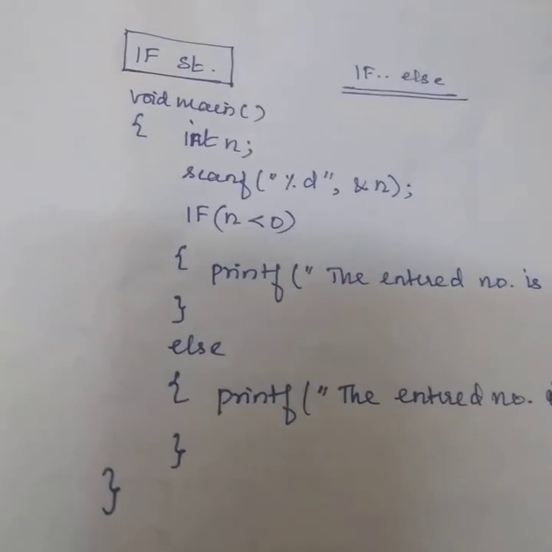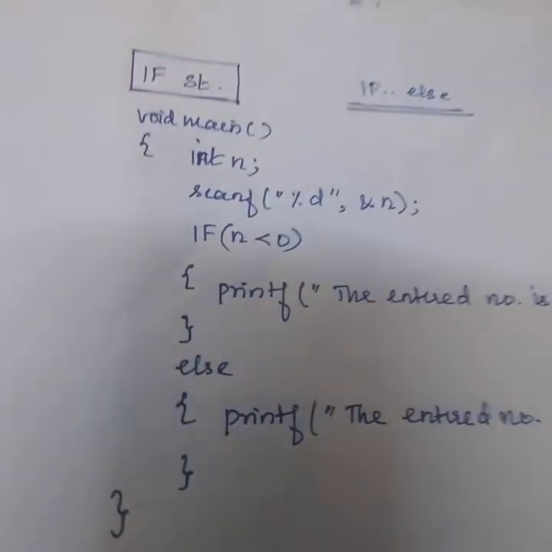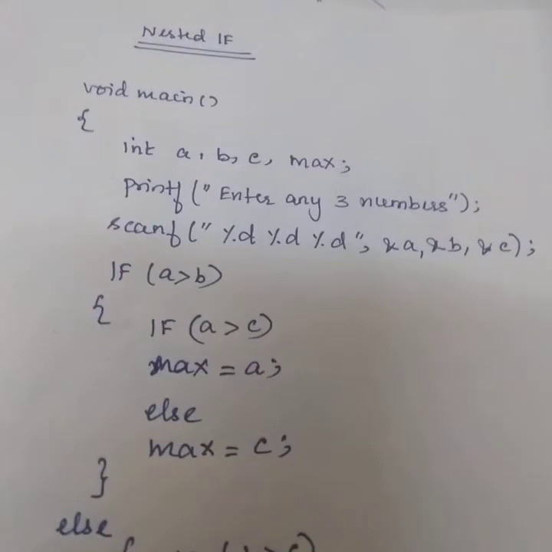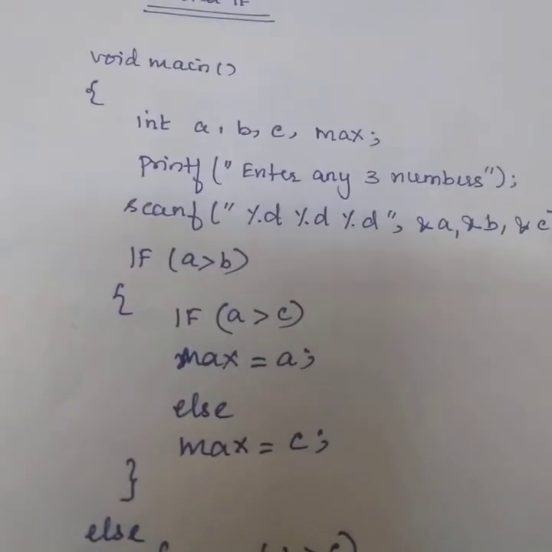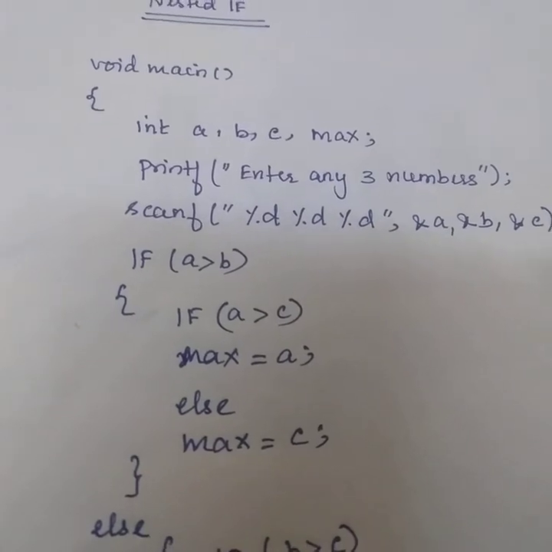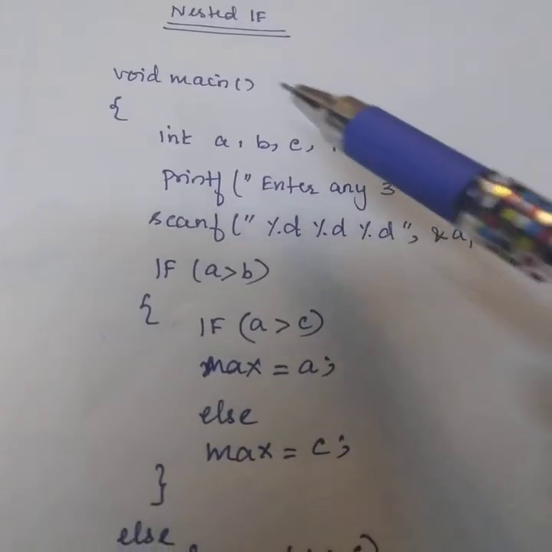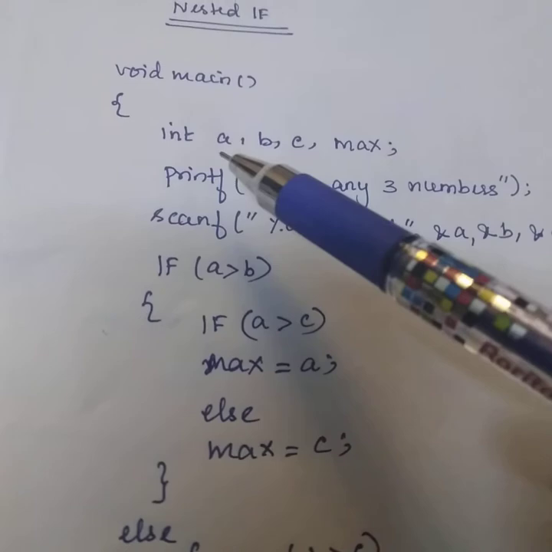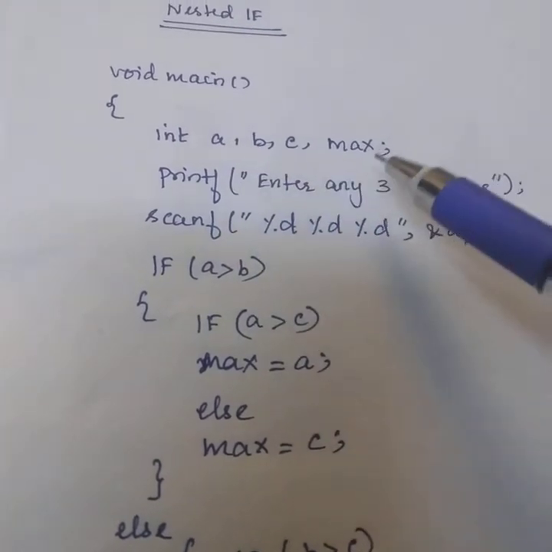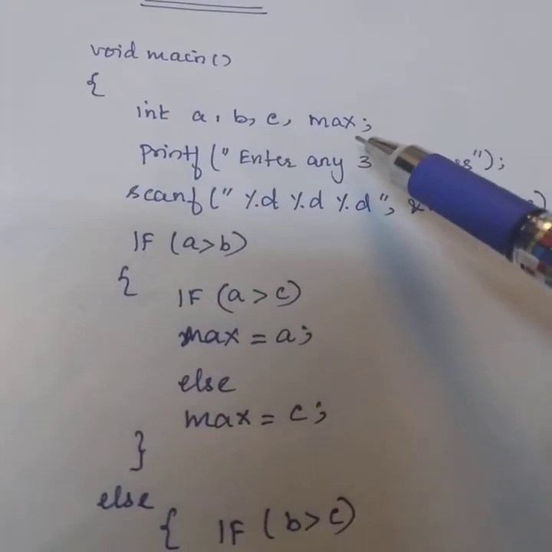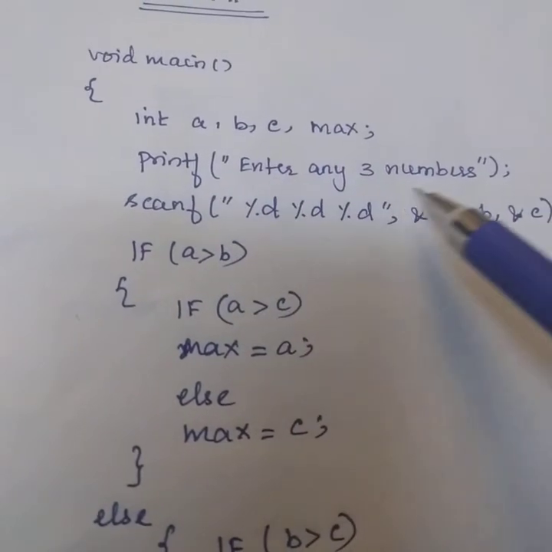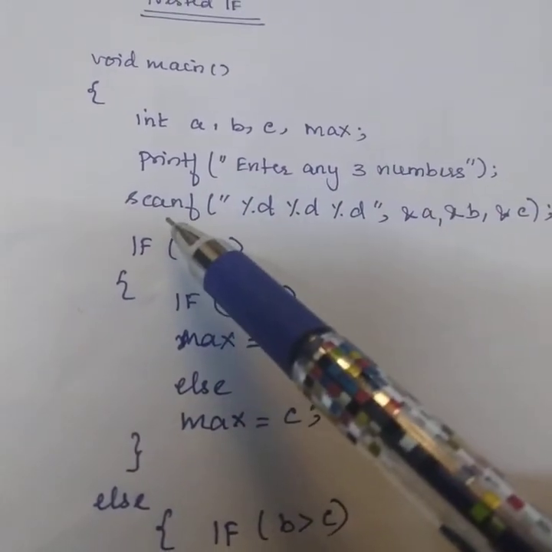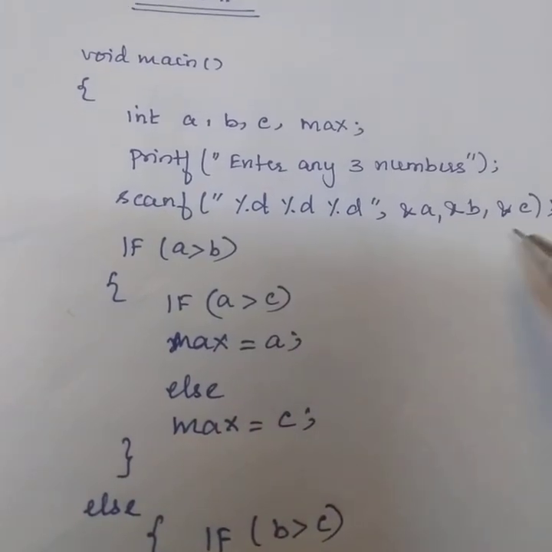Now let's see an example for nested if, the greatest of three numbers. So we are starting the program. Void main, int a, b, c, max. Four integer variables we are declaring. Printf, enter any three numbers. So we are getting the input a, b and c.